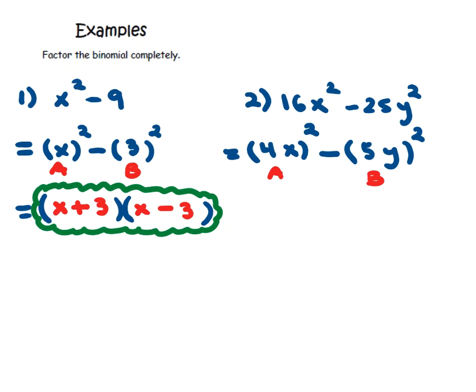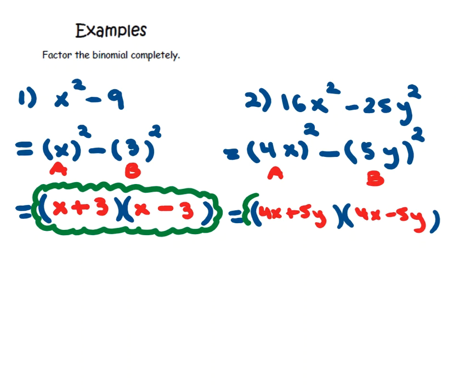All right, with that in mind, we can go ahead and apply the difference of two squares formula. Go ahead and set up two sets of parentheses right next to each other. And in the first set of parentheses, we're going to write a plus b, or in this case, 4x plus 5y. And in the second set of parentheses, we're going to write a minus b, or in this case, 4x minus 5y.